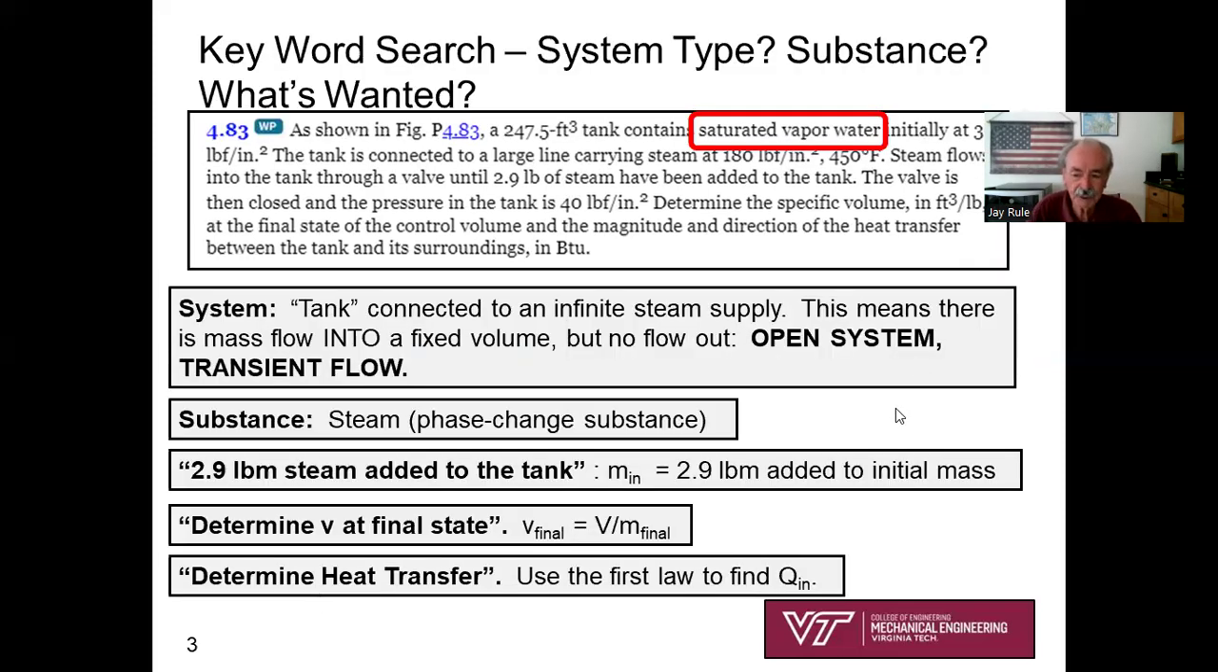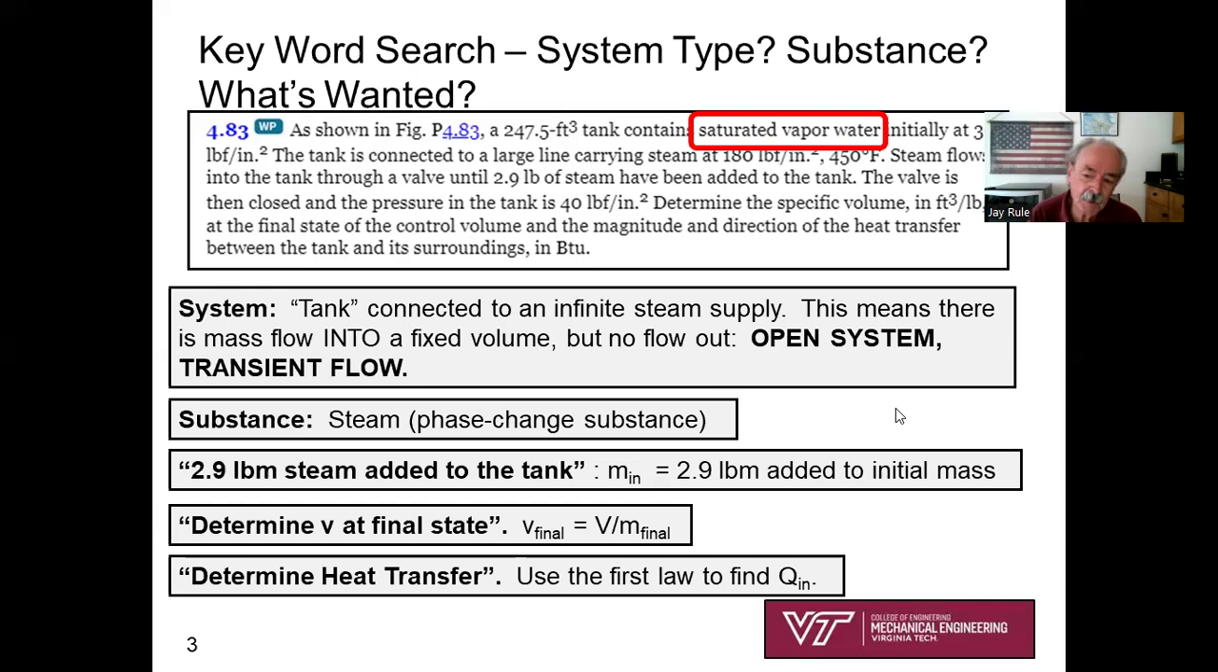Okay, let's look for some key words in the problem statement. First, it says a system. It says a tank connected to an infinite supply of steam. From that little picture, there's something flowing into that tank, but there's nothing flowing out. Do you see that? So in other words, that tank is not a closed system. This is not a closed system problem. It's an open system problem.